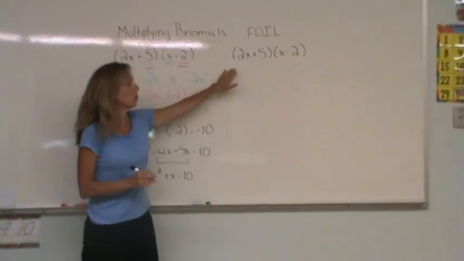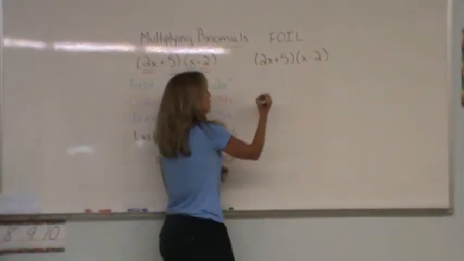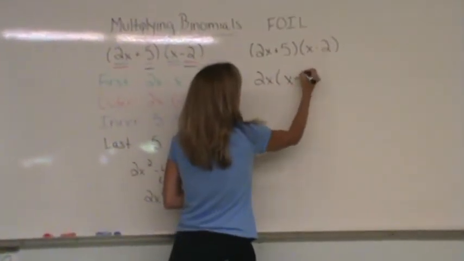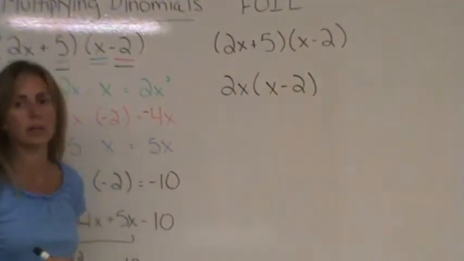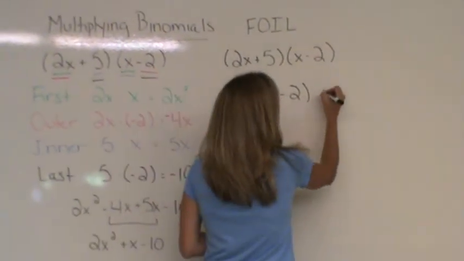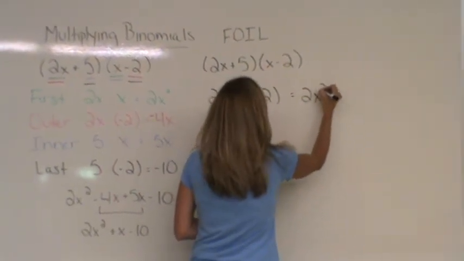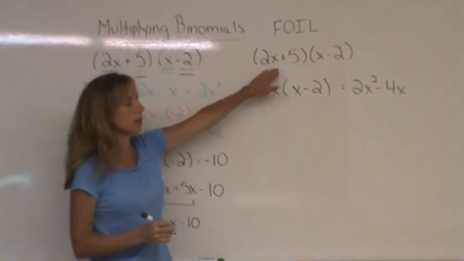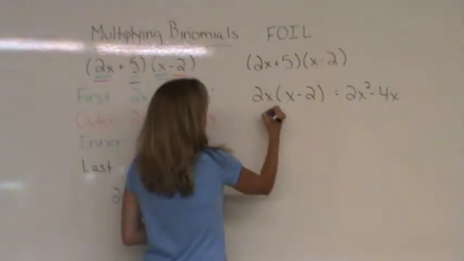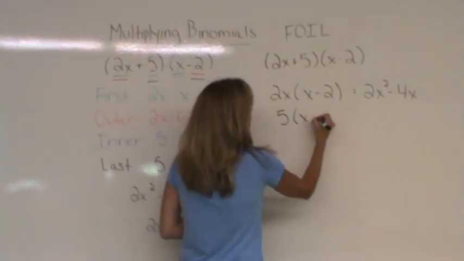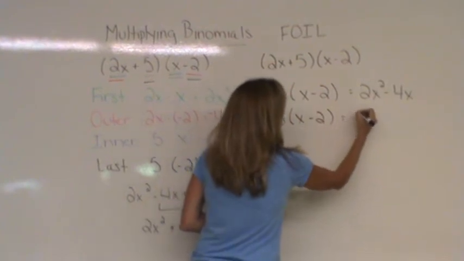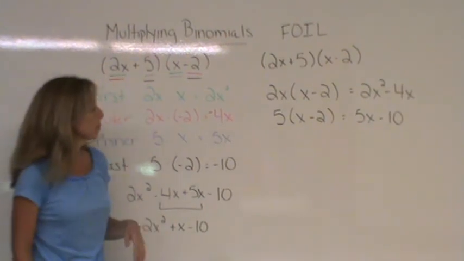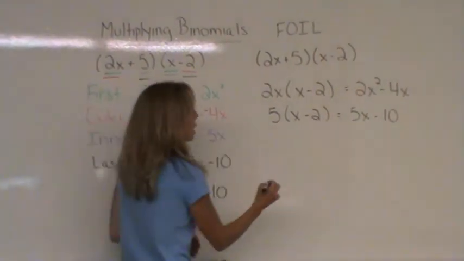Okay? What we do though is we take the 2x, so we go back to our old distributive property, we take the 2x and we distribute that to the second term. And you come up with 2x squared minus 4x. Then we take the second term in this binomial, the 5, and we distribute that. Okay? To come up with the second term on that.